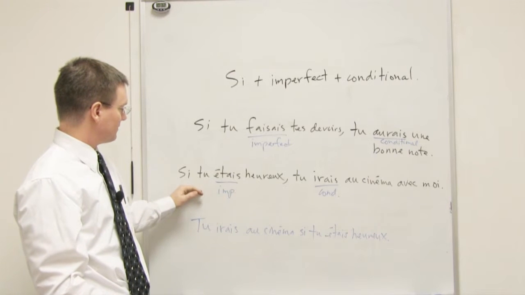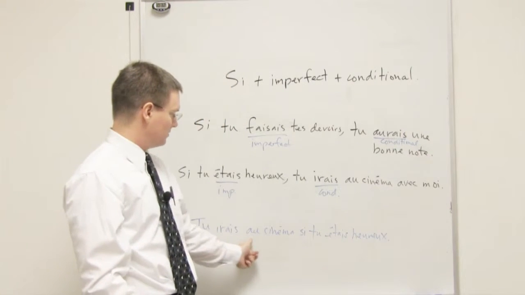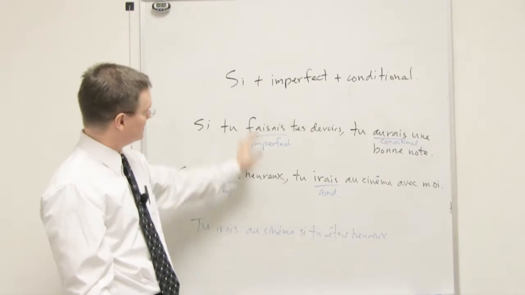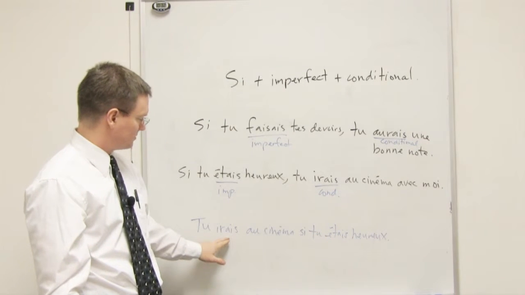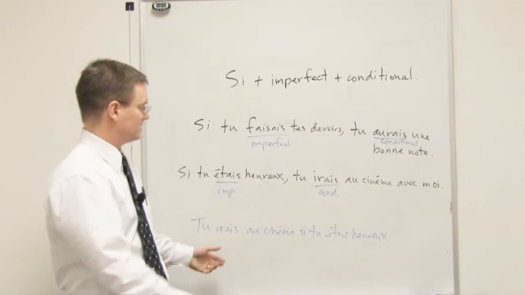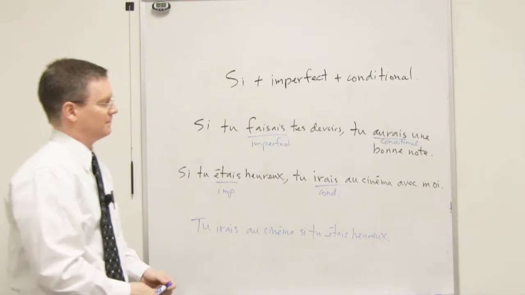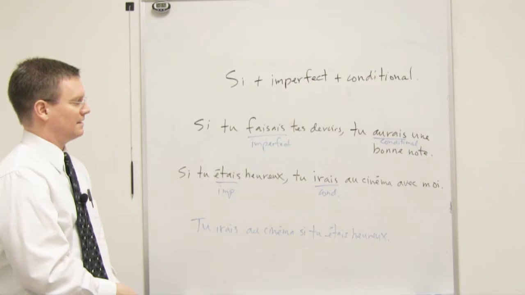So an example of that, for example, if you were happy, you would go to the movies with me. You could actually say you would go to the movies if you were happy. Again, it's the same formula. Notice the si plus imperfect goes with the conditional here. It's just we can be quite flexible with these clauses, with these phrases within phrases.